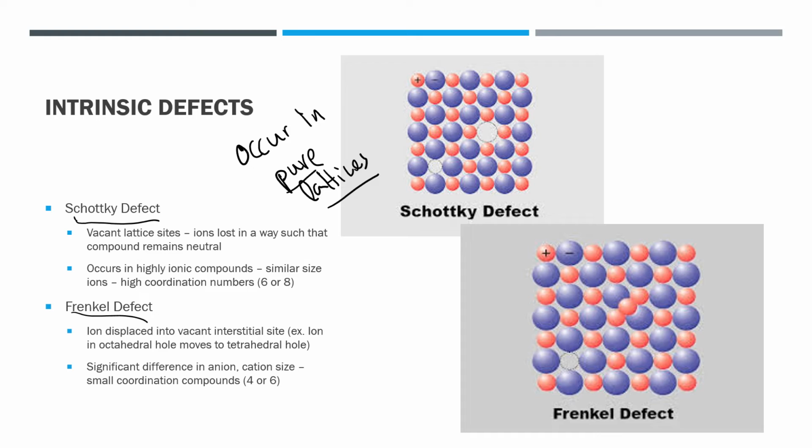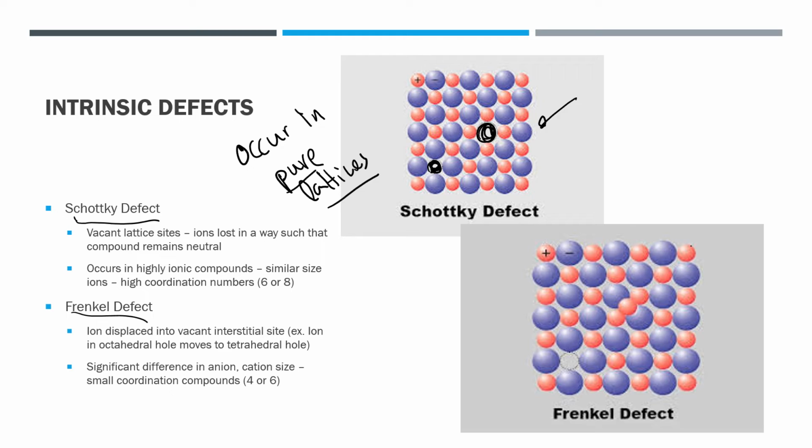So let's just give an example of this removal. If we had NaCl and we removed an Na+ ion, that means we would also have to remove a chloride ion to keep the compound neutral. And that would be a defect. So if we look at this picture, we can see that we have 1 positive ion and 1 negative ion, anion, missing, right? So we're basically removing them in a way that keeps the compound net neutral.